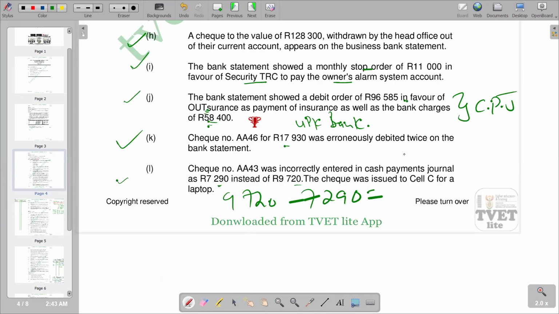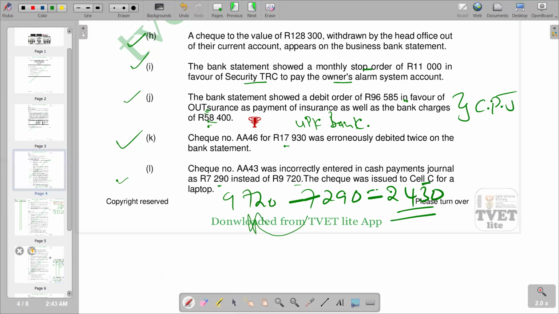Let's just try to see what we get. 9,720 subtract 7,290. We're getting 2,430. So here we go to 2,430. So this one should be entered again under the cash payments journal so that it reaches the correct figure, which is 9,720. So we go to the cash payments journal and put this one, and see that this is our payee, CFC.